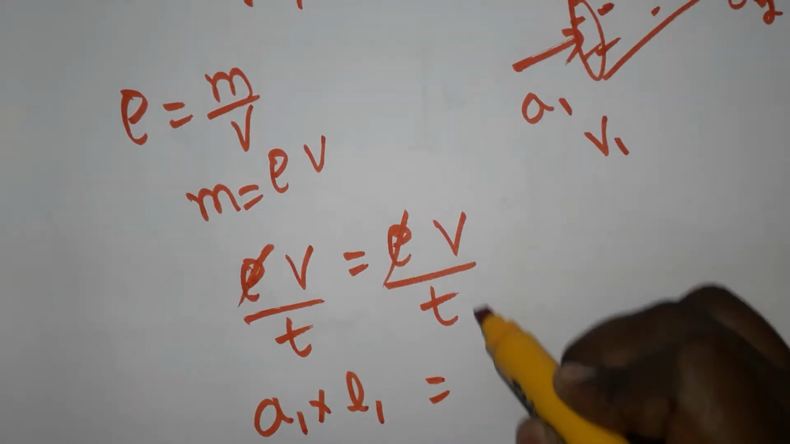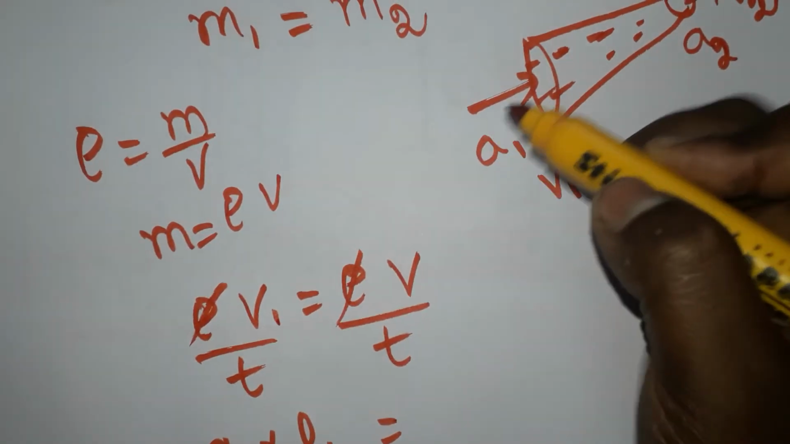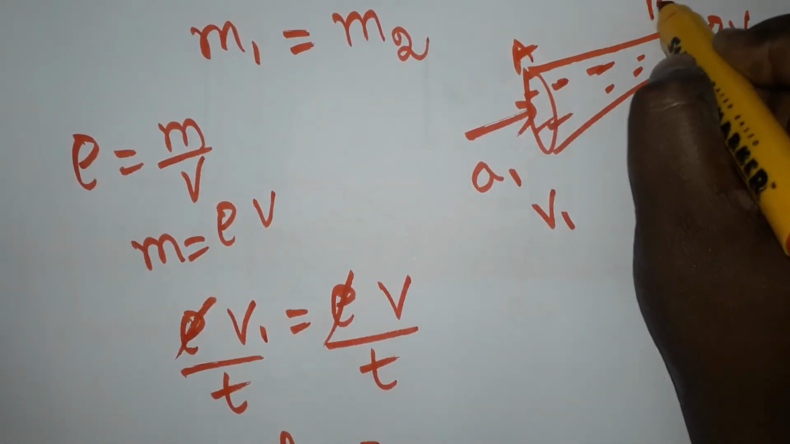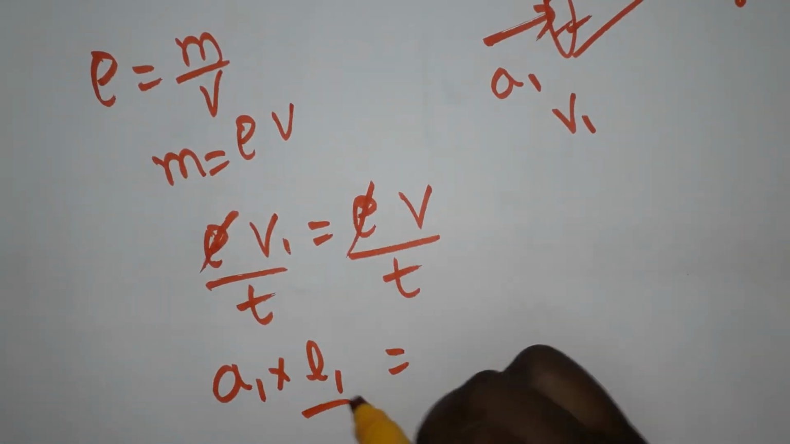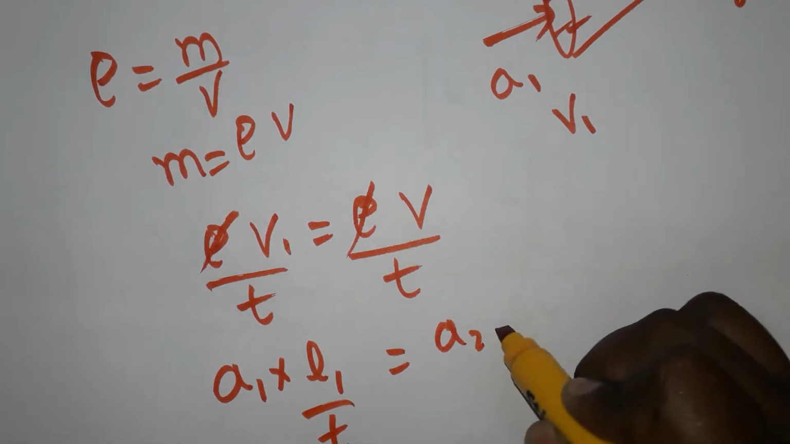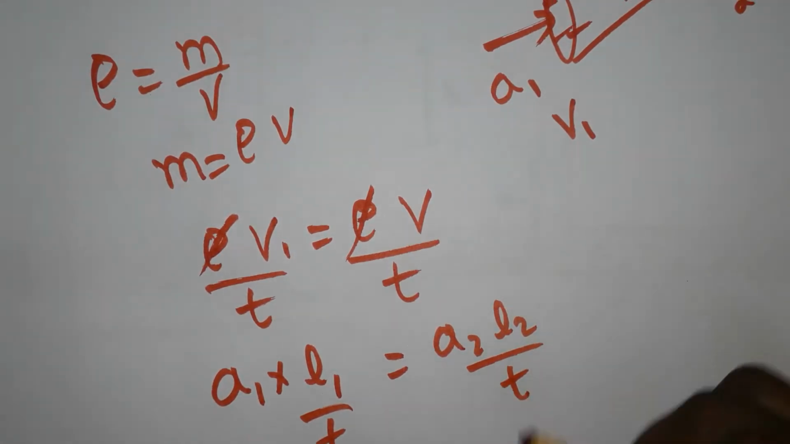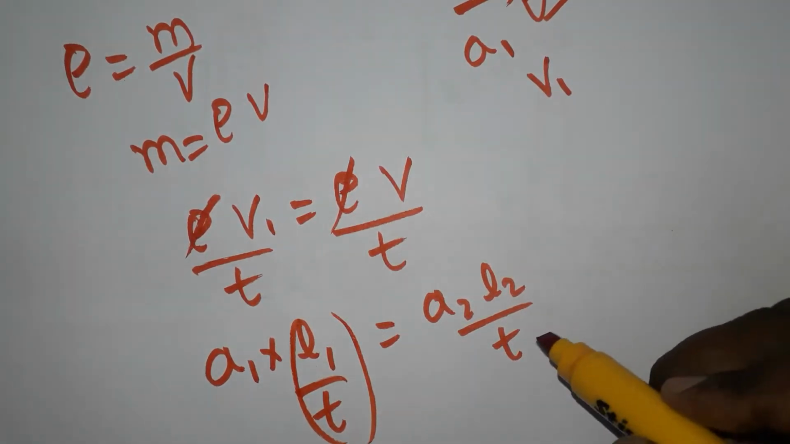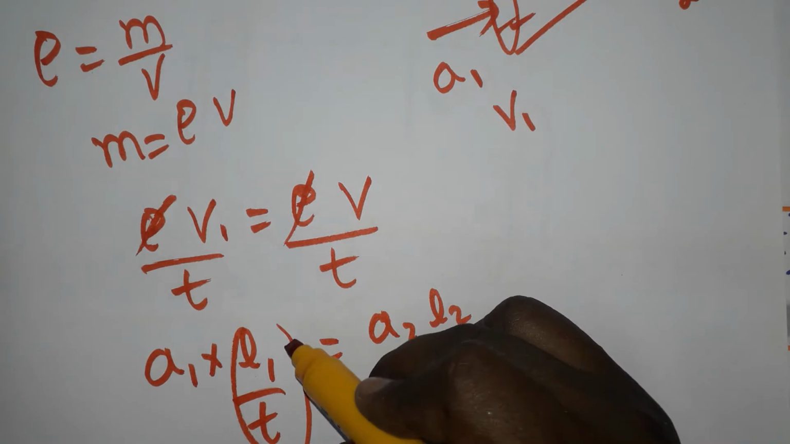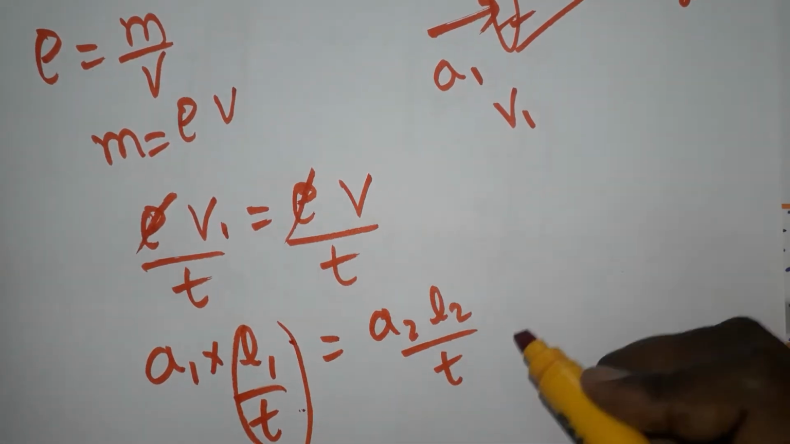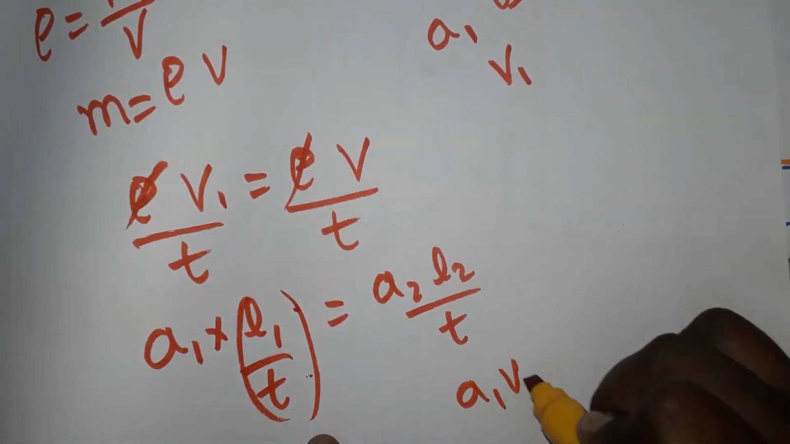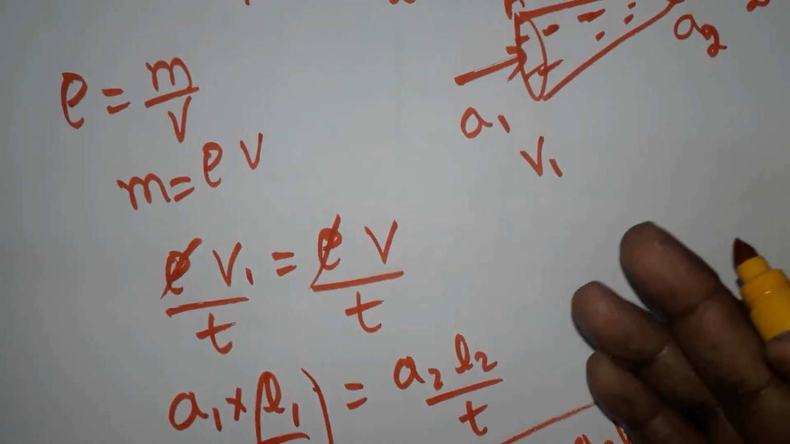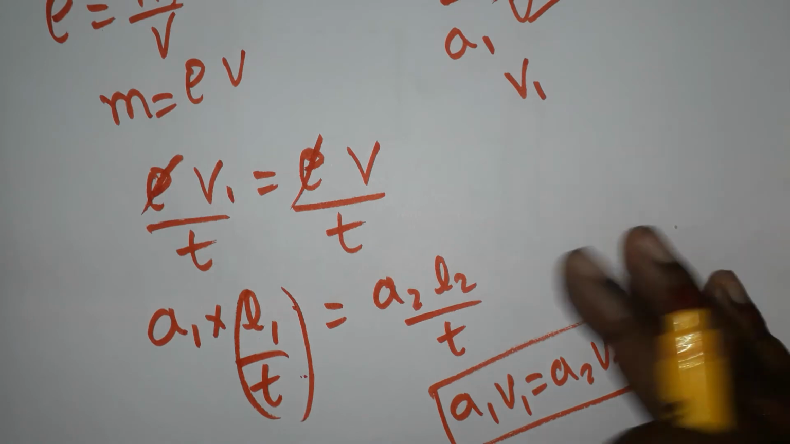It is going to be area into length. We can take the left side and right side, the first place and the second place, point A and point B, two different points. A1 L1 divided by T is equal to A2 L2 divided by T. Maybe you have one question: why have I not written the time as T1 and T2? Because it is per unit time. Length by time we can take as velocity. So A1 V1 is equal to A2 V2. It is a constant. I have taken 2 places, but if you take 3 or 4 places also, this is going to be constant.